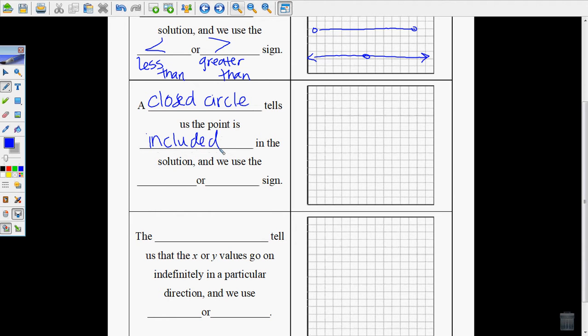Okay? So in the solution, instead of strictly less than, we use less than or equal to, or greater than or equal to. So I'm going to tell y'all my little way of remembering greater than or equal to.